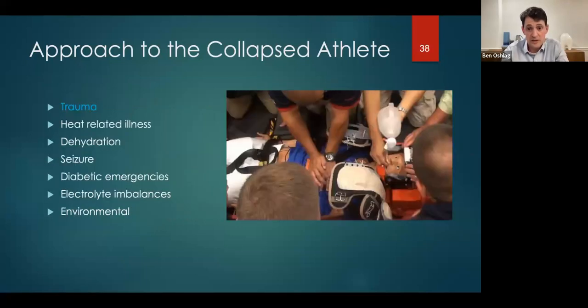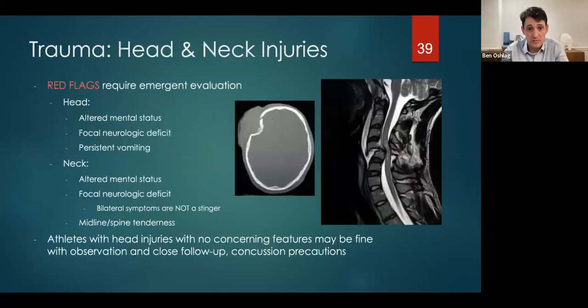So the first thing we'll talk about is trauma. Just to briefly mention it, head and neck injuries can certainly be a cause for collapse and a player being unable to get up. We see a lot of head injuries, we see a lot of concussion, but you need to know when your suspicions need to be a little bit higher and when someone's going to need emergent evaluation.